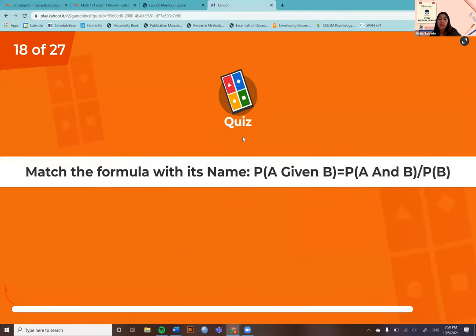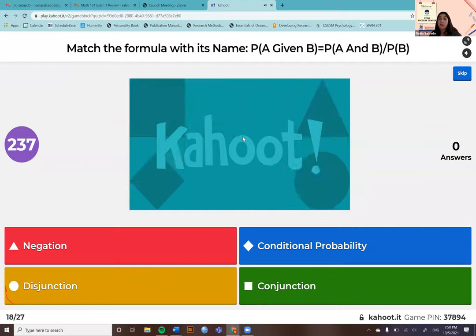Match the formula with its name. Probability of A given B is equal to probability of A and B divided by probability of B.